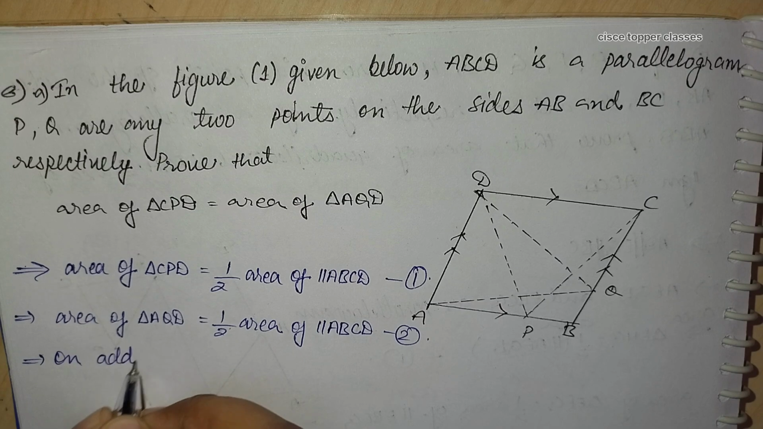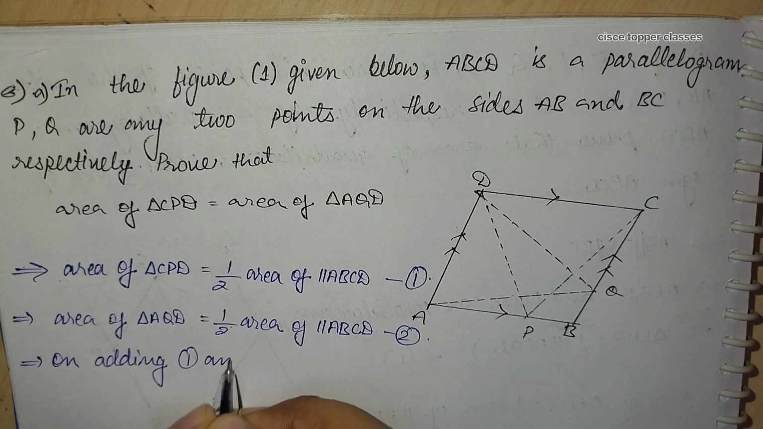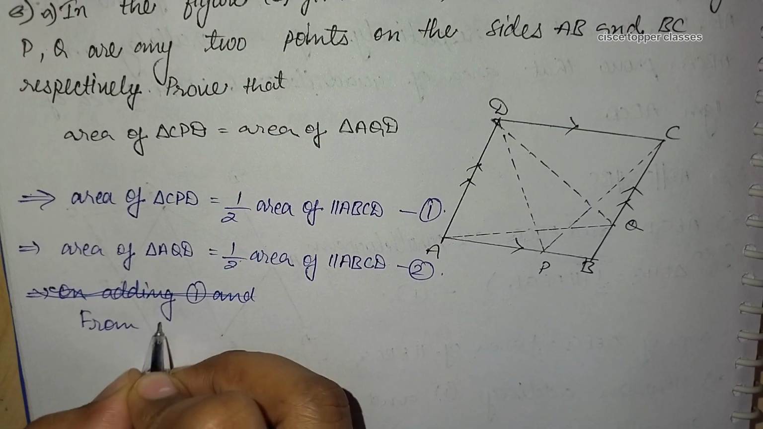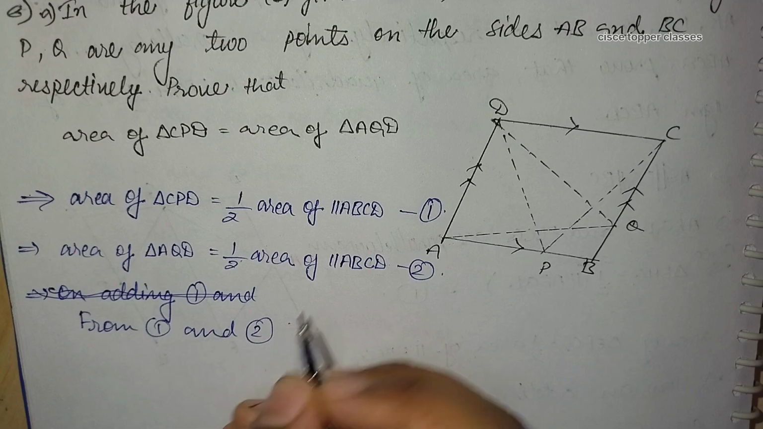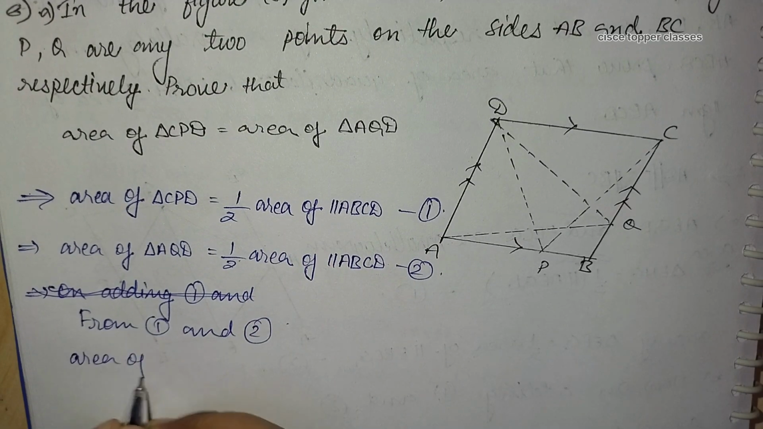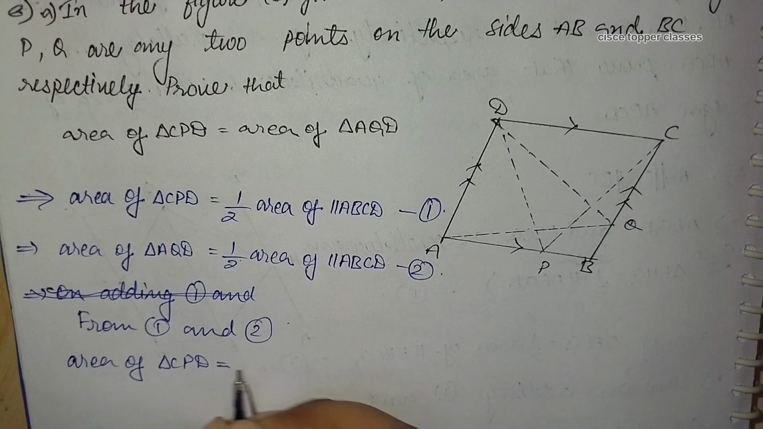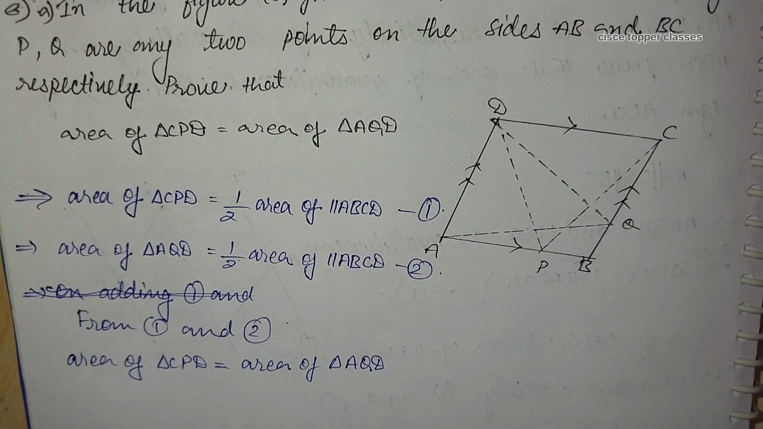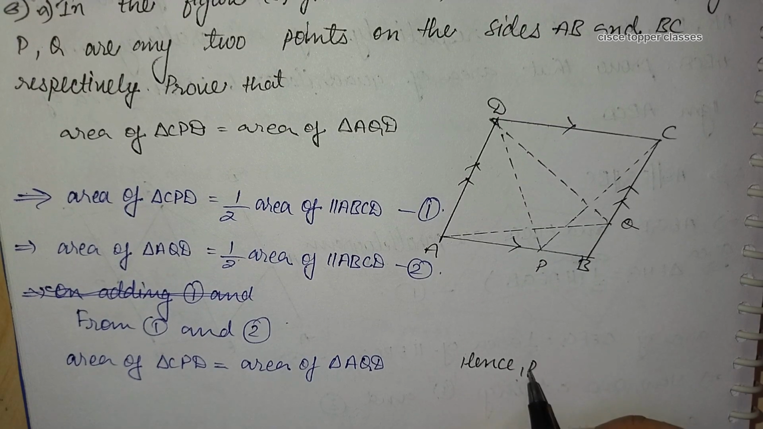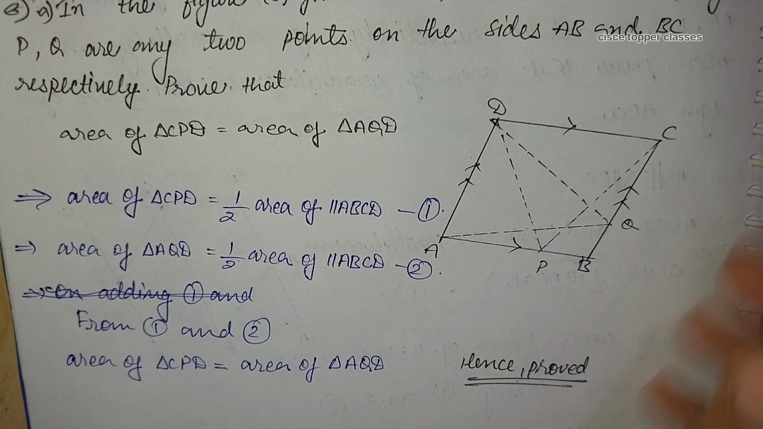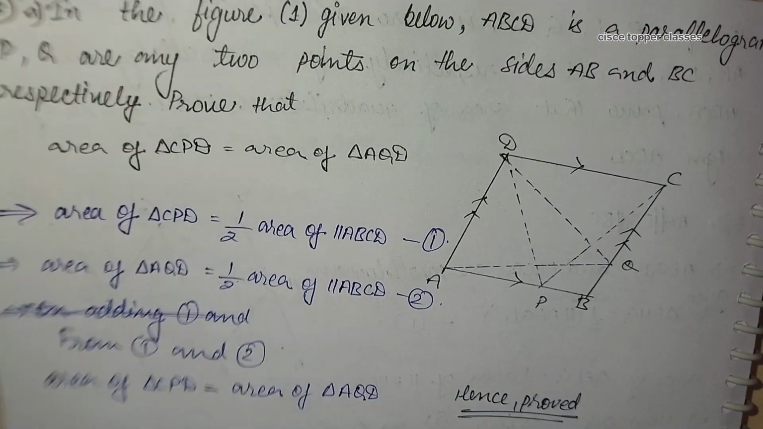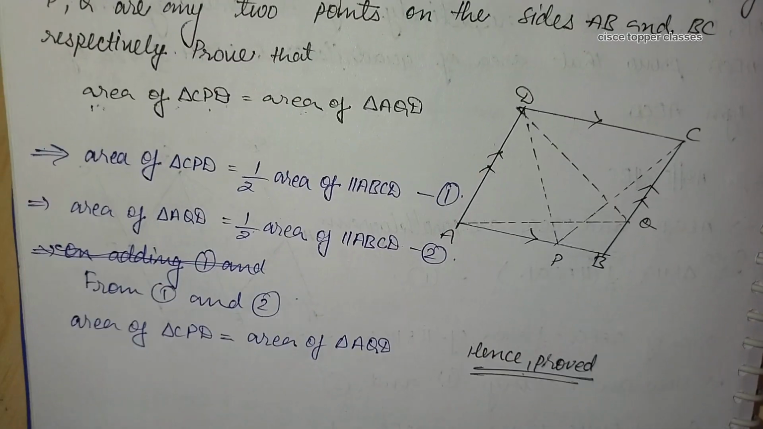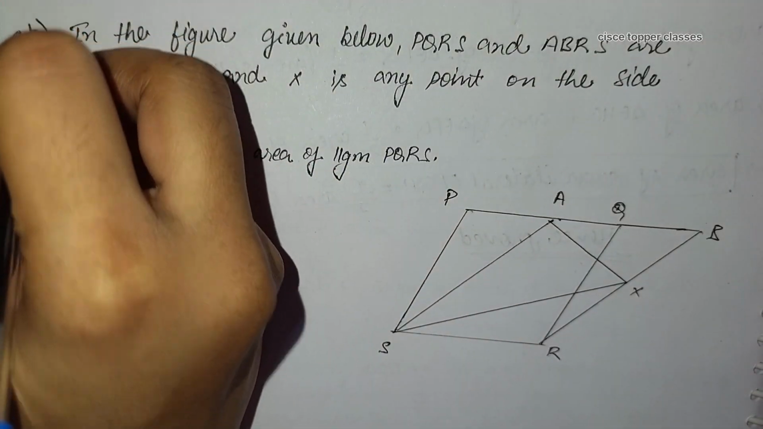From the first and second equations, since the right sides are equal, we can write area of triangle CPD is equal to area of triangle AQD. This is only we have to prove in this question, hence proved from here. So this is the final answer, and this is the solution of this question. Here this is only we have to prove that area of triangle CPD is equal to area of triangle AQD, and here proved. Now let us solve here second part.